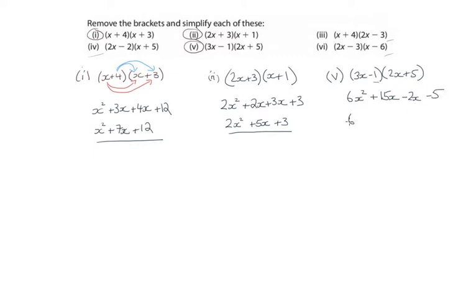Let's simplify it. 6x squared, there's no other x squared. Now 15x minus 2x is 13x. And then minus 5, there's no other constants, so it stays as it is. And that's our answer to that. Just check that and see if you did it right. And I'm going to move on to the next sum.